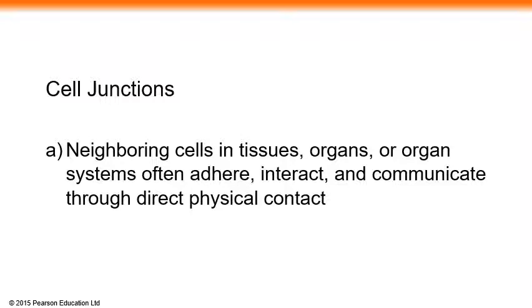Okay, tissue, that's the group of same type of cell, we call that the tissue. So cells are connected with the next cell, they get together. How they get together, we call that the cell junctions. So neighboring cells in tissues, organs, or organ systems often adhere, interact, and communicate through direct physical contact.